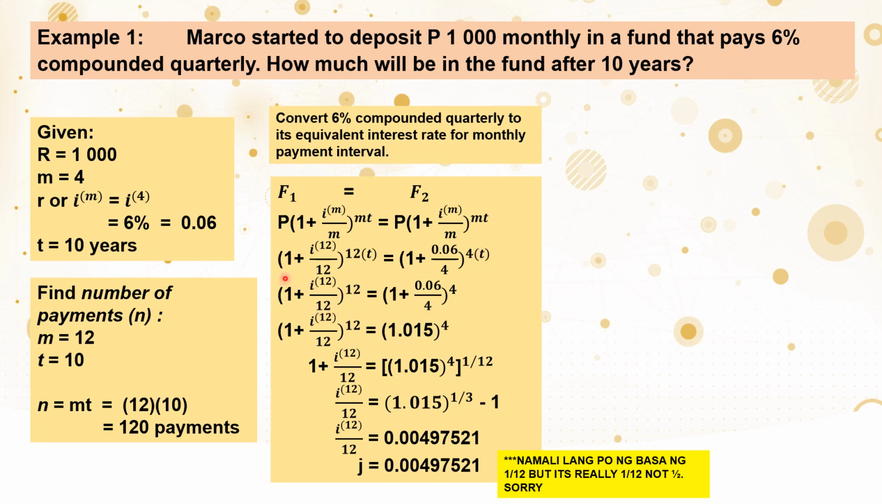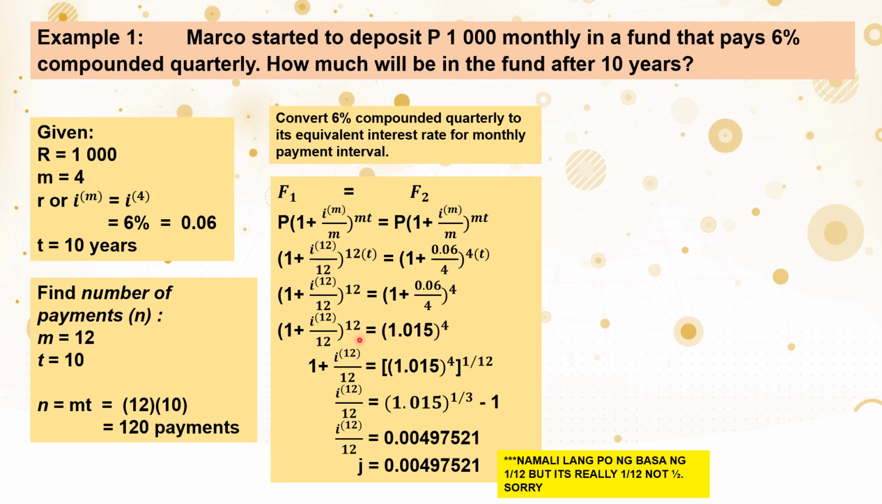I just copied 1 plus I raised to 12 over 12 raised to 12 equals, and here we have 1 plus 0.06 over 4 raised to 4. I repeat, we drop the T. Next is just copy 1 plus I raised to 12 over 12 raised to 12 equals. Then, let's simplify 1 plus 0.06 over 4. So, when we simplify what is inside the parenthesis, it is now equal to 1.015 raised to 4.